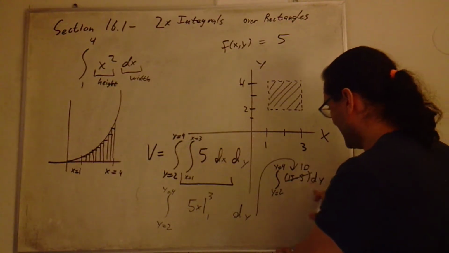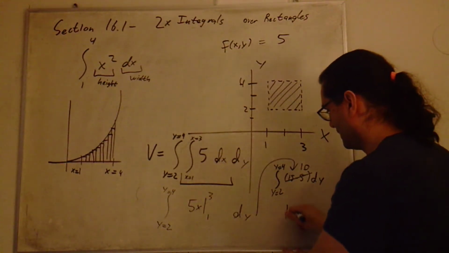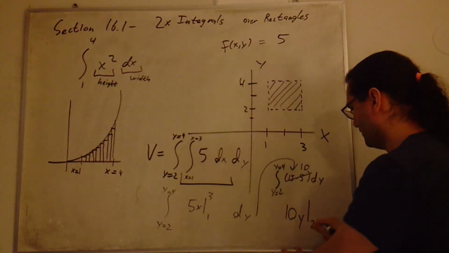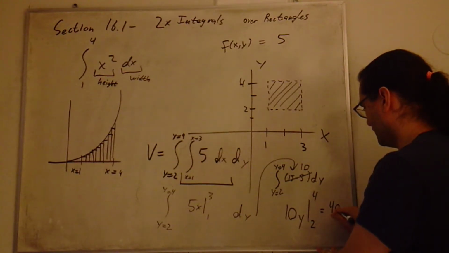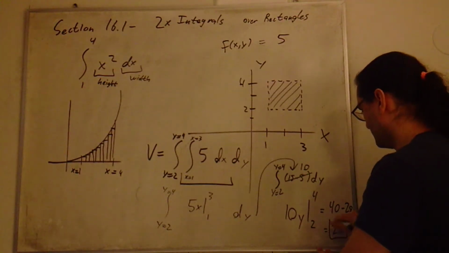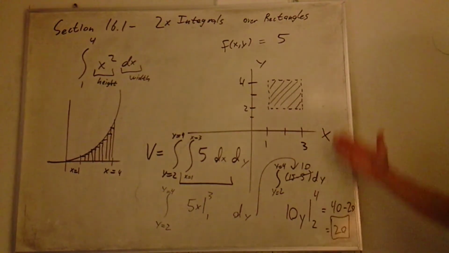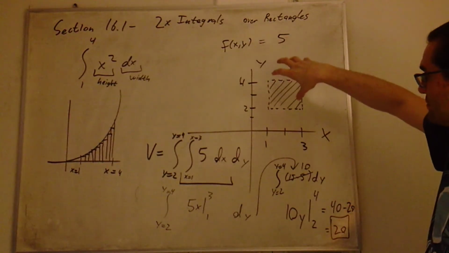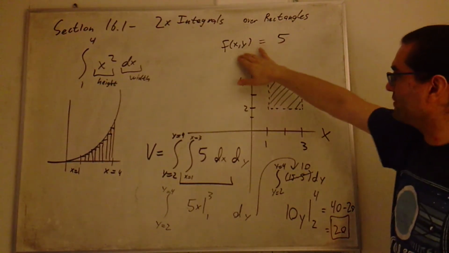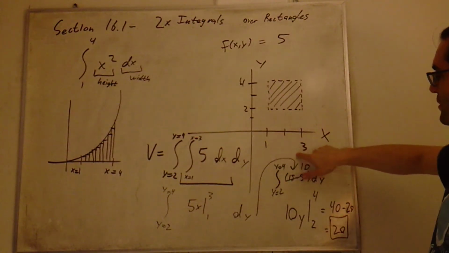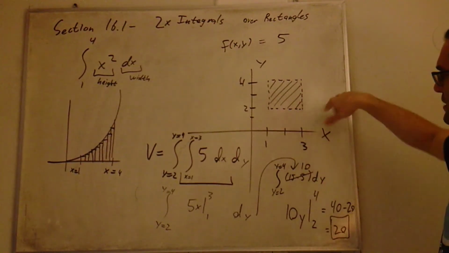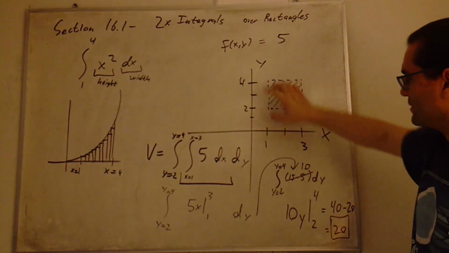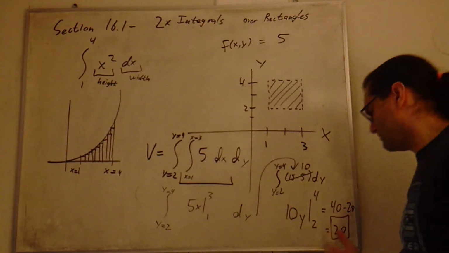The integral of 10 with respect to y is 10y. We're evaluating that between 2 and 4. That'll be 40 minus 20, which is 20. So according to this integral, the volume of this box beneath the function f of xy equals 5, from x going 1 to 3 and y going 2 to 4, should be 20, which I think checks out with our geometry because it's 2 times 2 times 5. So yeah, you get 20 either way.